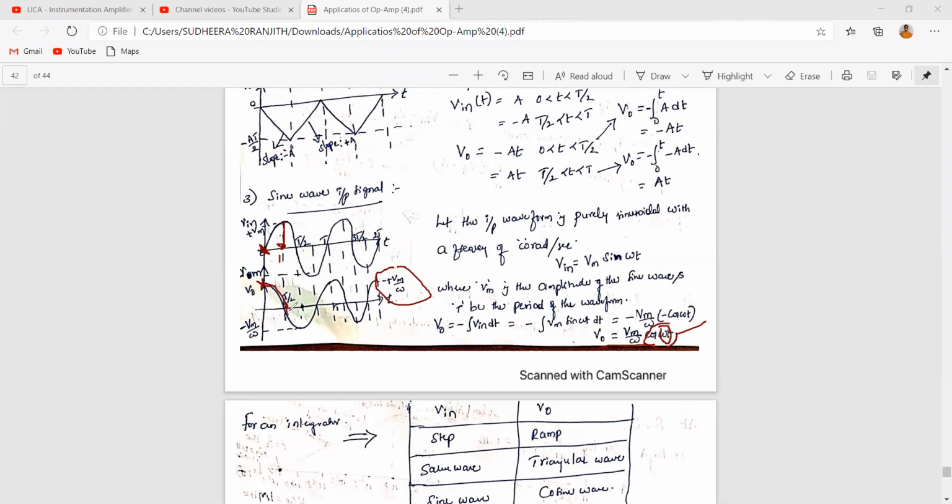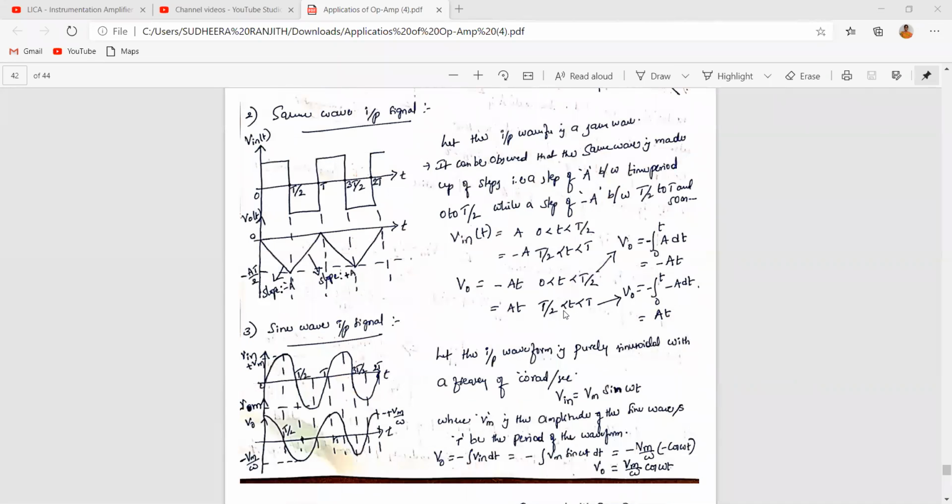It drops to 0 here. Then tell me, what is the angle at this point? Pi. Cos pi, how much? -1, sir. Cos (90 plus theta) is minus sin theta, that means sin 90, which is -1. We get minus Vm by omega. So that's why at 180 degrees we are getting -1. If we plot like that, we are getting a cosine signal.